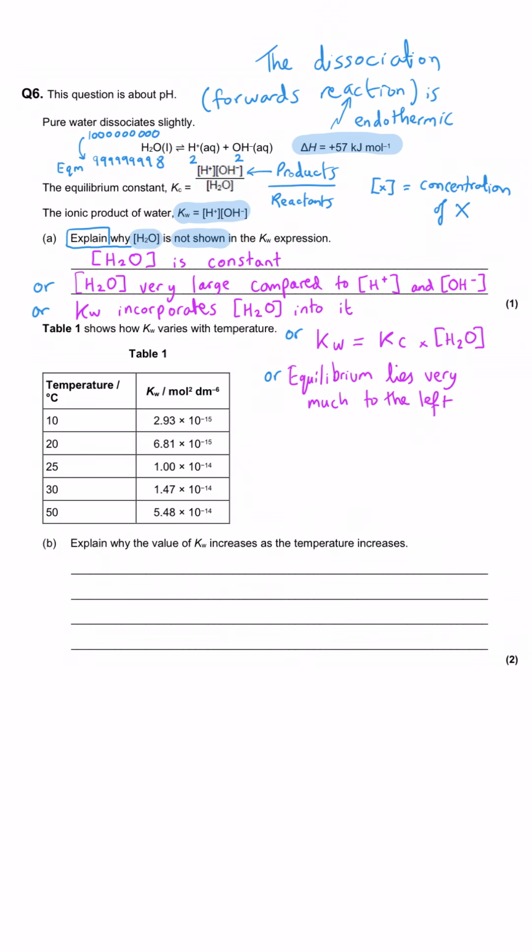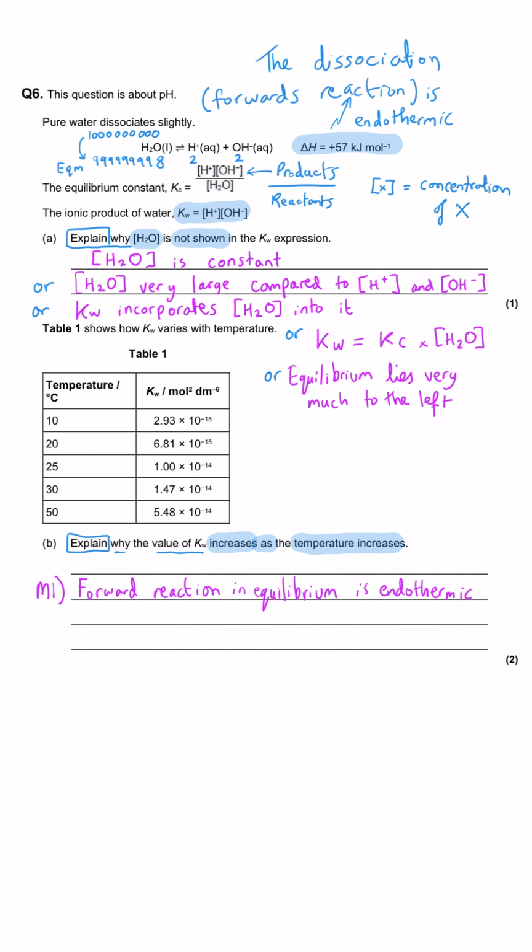And then we're shown in table 1 how temperature increases affect the value of Kw. We've been asked in part B why the value of Kw increases as the temperature increases. The first mark for this is to say that the forward reaction in the equilibrium is endothermic, as we can see from the given value here.